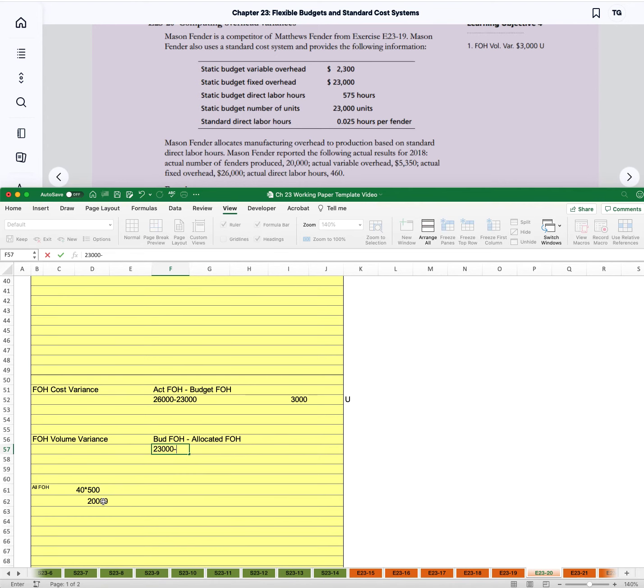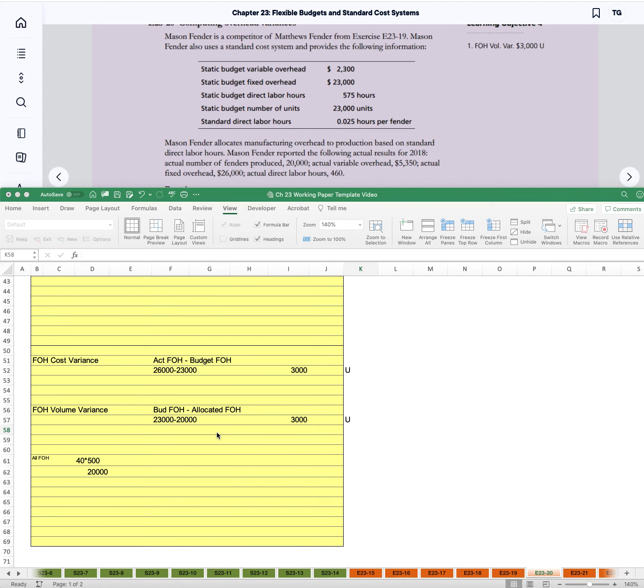We know that it's unfavorable because the fixed overhead volume variance is not a cost variance, it's a volume variance. It explains why fixed overhead was under-allocated. The variance is unfavorable because the company manufactured fewer fenders. They manufactured 20,000 fenders rather than the budgeted 23,000. Therefore, total fixed overhead cost allocated to production was $3,000 less than the total budgeted fixed overhead cost. So the 20,000 total fixed overhead cost was allocated compared to the 23,000 total budgeted fixed overhead cost that actually existed. That's why it is considered unfavorable.